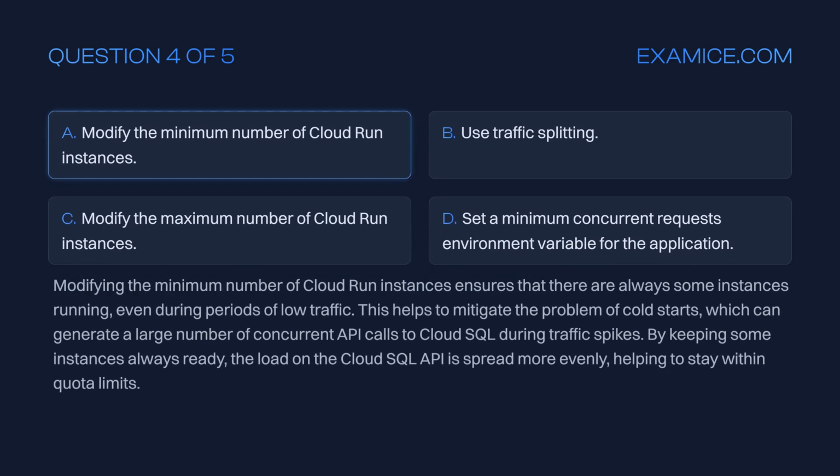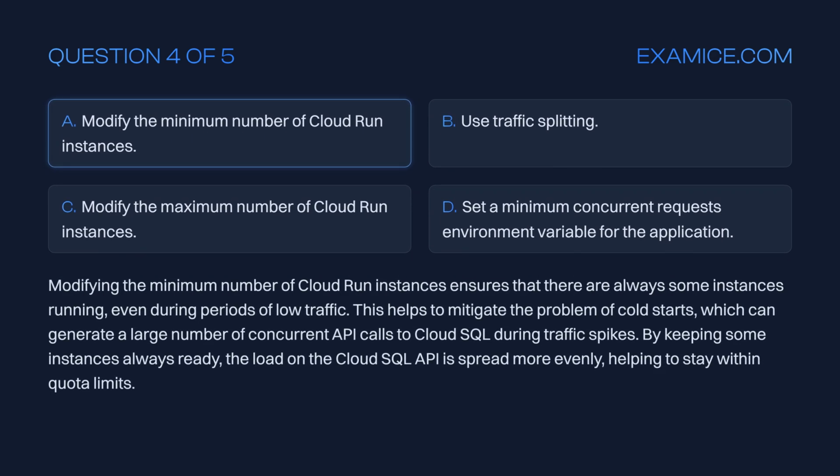The answer is option A. Modifying the minimum number of Cloud Run instances ensures that there are always some instances running, even during periods of low traffic. This helps to mitigate the problem of cold starts, which can generate a large number of concurrent API calls to Cloud SQL during traffic spikes. By keeping some instances always ready, the load on the Cloud SQL API is spread more evenly, helping to stay within quota limits.